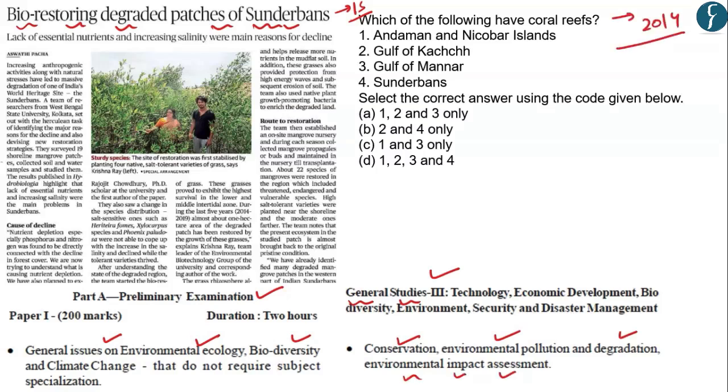In the year 2014, we have seen a question which talks about Sundarbans. Which of the following have coral reefs? First is Andaman and Nicobar, second is Gulf of Kutch, third is Gulf of Mannar, and fourth is Sundarban. The correct answer is option A, because there are no coral reefs in Sundarbans. So the correct answer would be 1, 2, and 3. That is option A. Let's move to the news analysis.